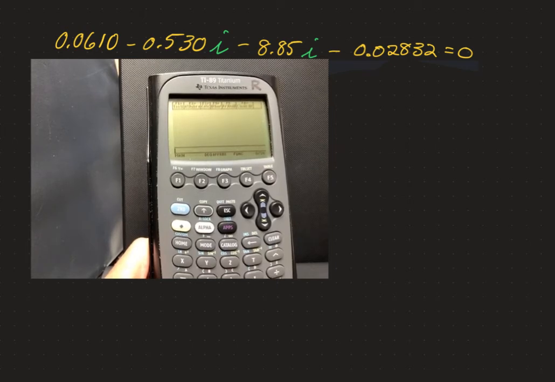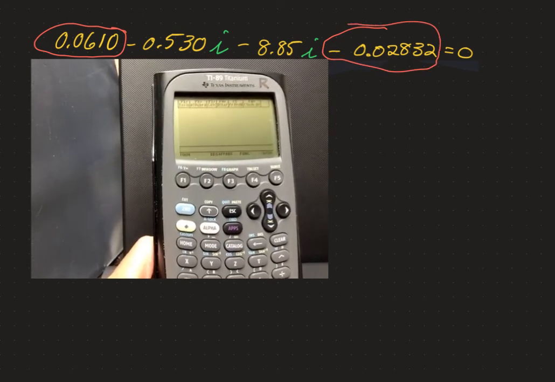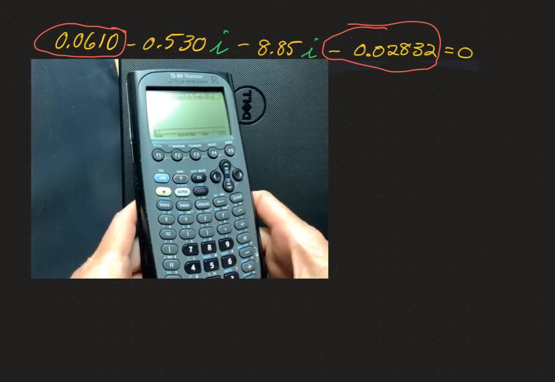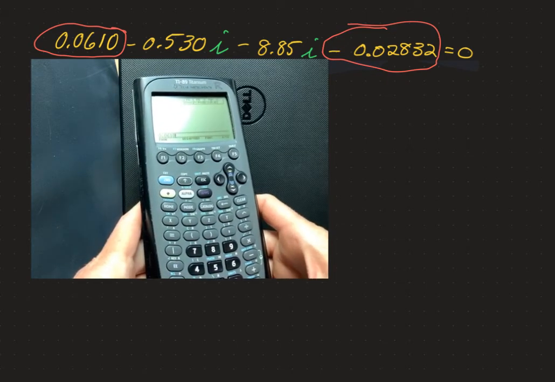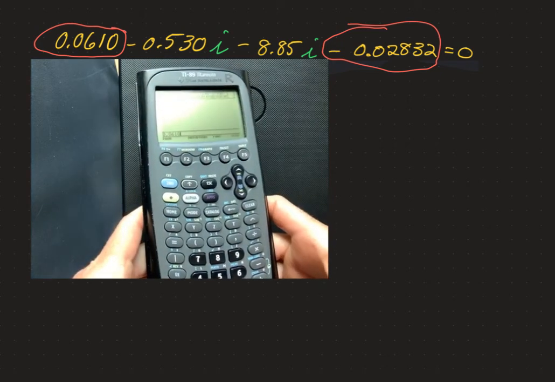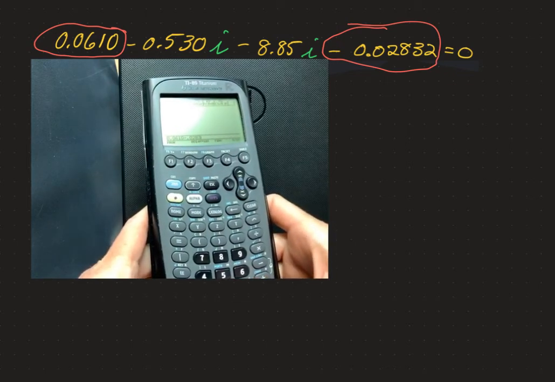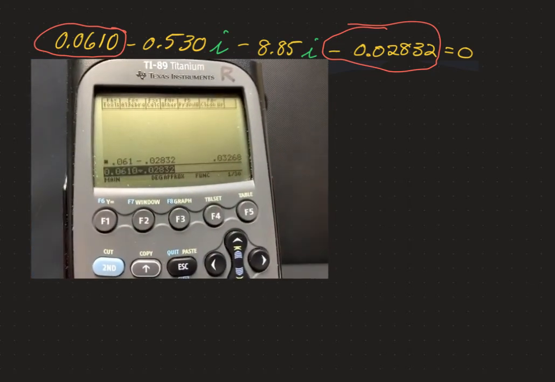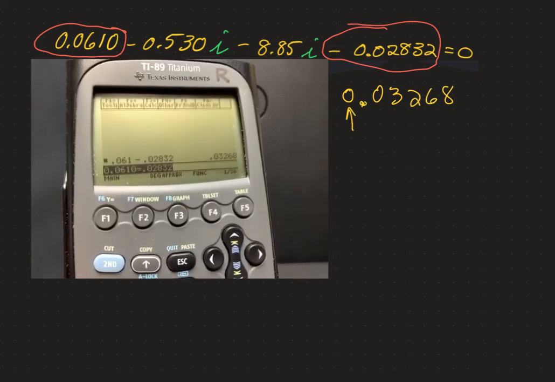For this problem, first, let's add these constants. Remember, this one is negative. So just typing that in: 0 point, and you don't really need that initial 0. That's just there so you can clearly see that I have a decimal point in there somewhere. So 0.0610 minus 0.02832. And that gives us that value, which is what we had before, if you remember. That was 0.03268.